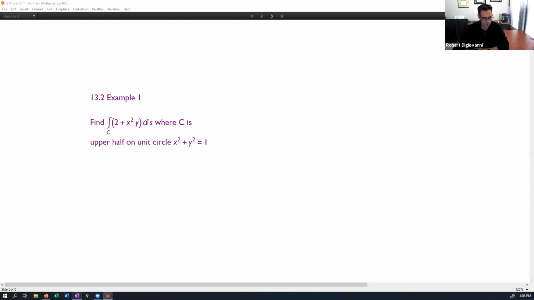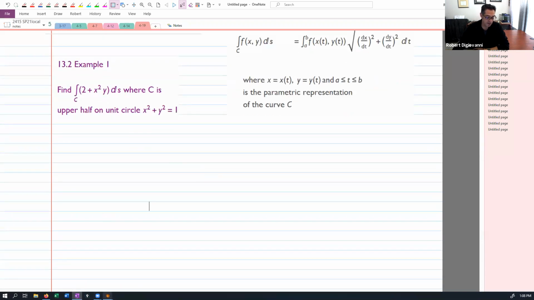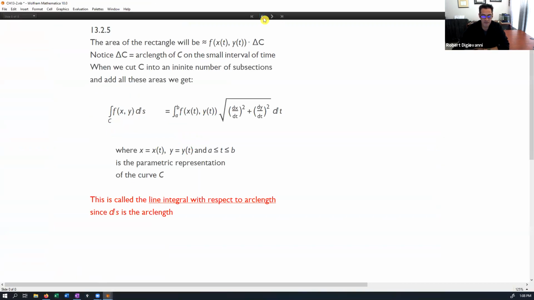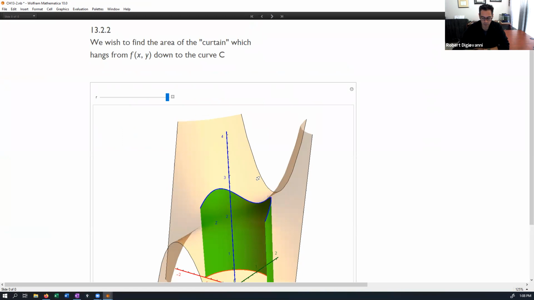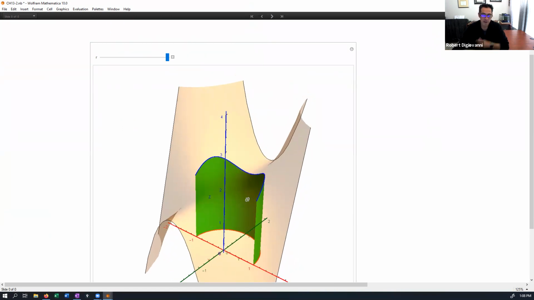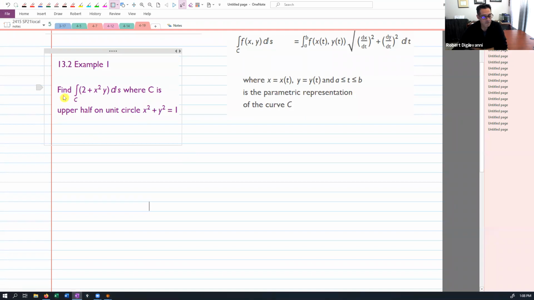So here's our first example. This example is going to find the area of this green curtain right here. The problem that we're about to do represents this physical situation that we see in front of us here. So we want to find the line integral. We know that because there's a single integral and it's over c. C represents some curve. Here's the function, the surface, and then here's with respect to arc length, ds. And then they tell us in here what c is. So c is the upper half of the unit circle.